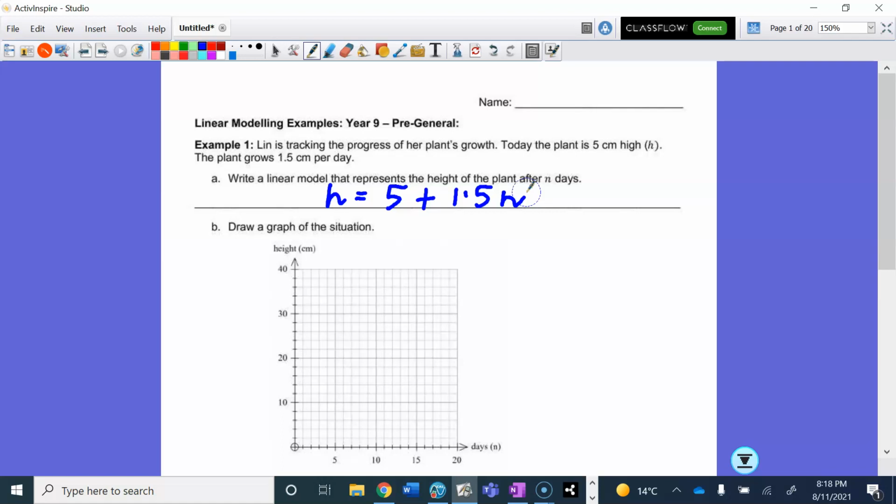Your calculator, remember when you're using the calculator on the graphs page, doesn't understand h or n. Your calculator will have the function notation f of x is equal to, and your calculator only ever understands x. So when you're putting this into your calculator, you'll type in 5 plus 1.5x. So let's go on to the calculator and have a quick look.